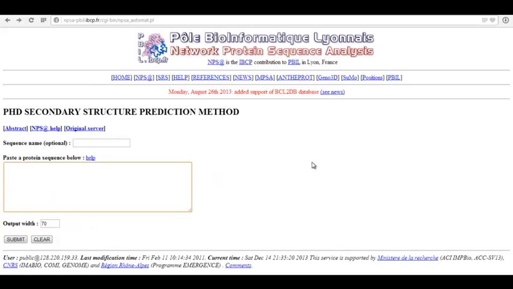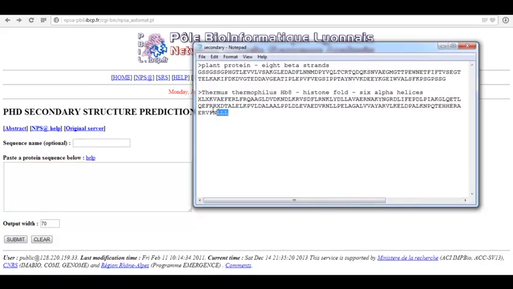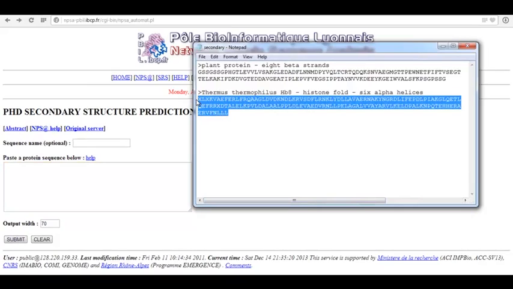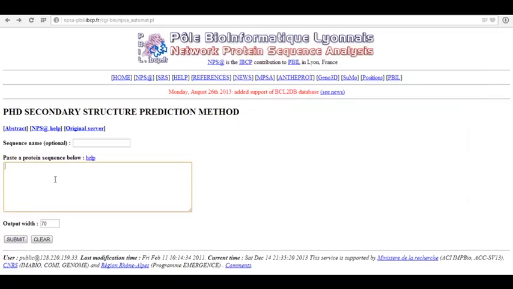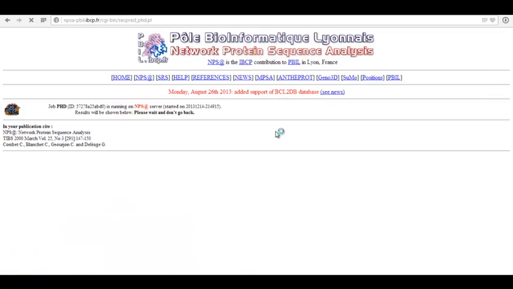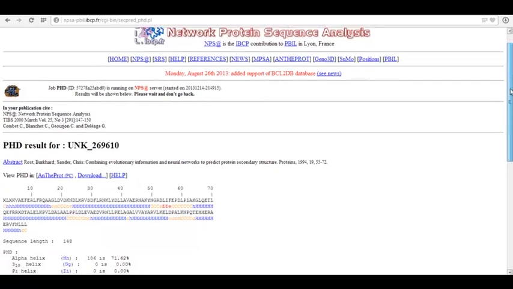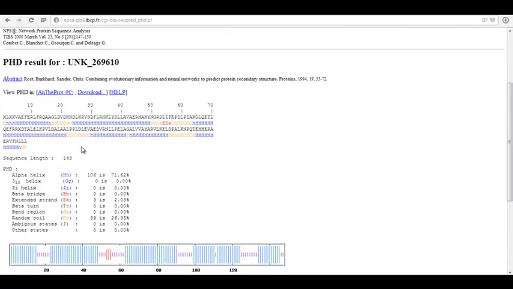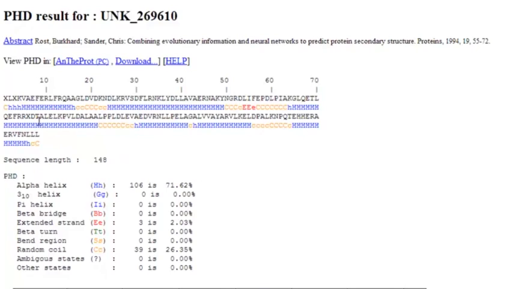Now let's look at the PhD algorithm. This time we'll take the histone fold protein, which we know has 6 alpha helices, so let's submit that one. Again, we're not going to take the top descriptive line, just the amino acids. Okay, well, the good news is you see a lot of blue H's. That means that it predicted successfully that this is a mostly alpha helical protein.